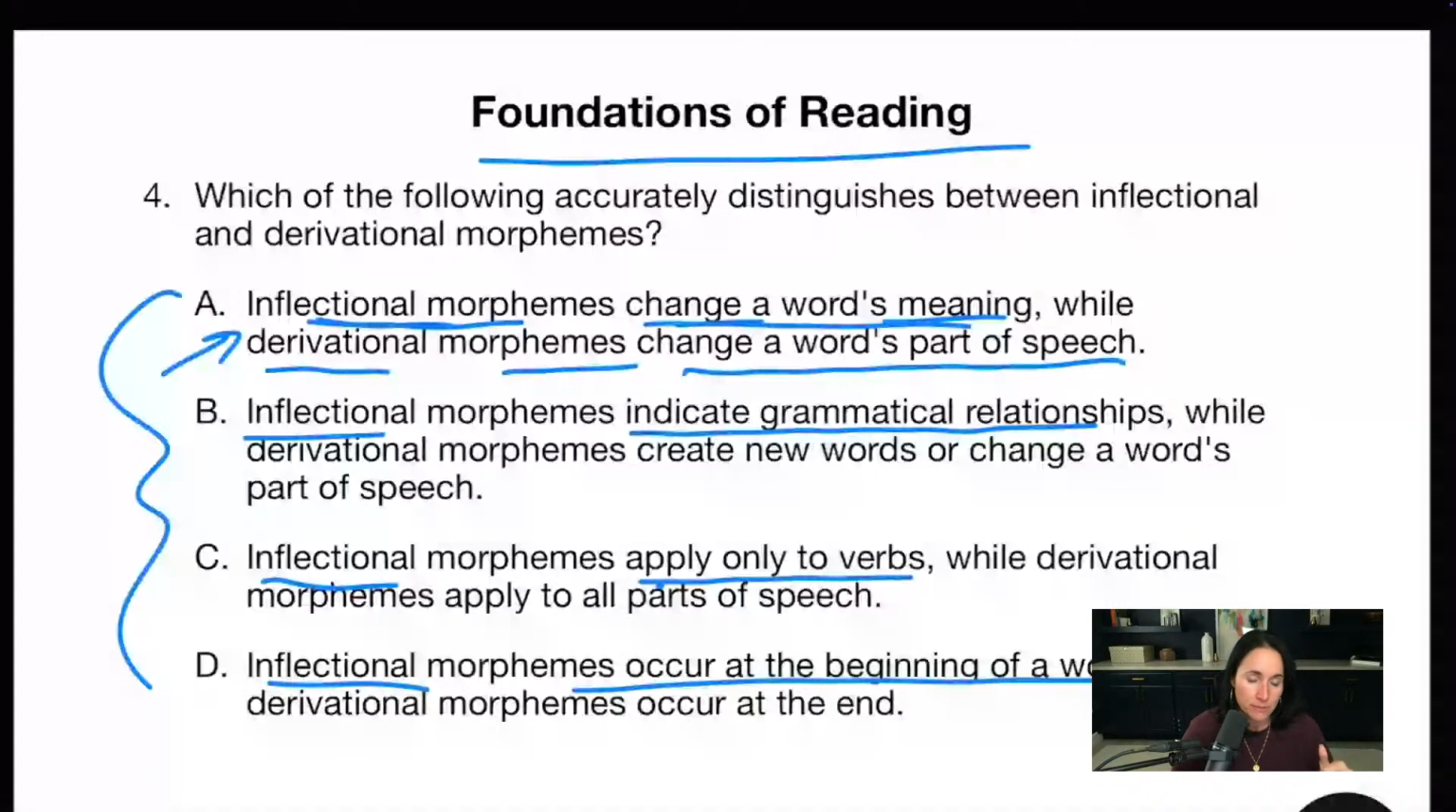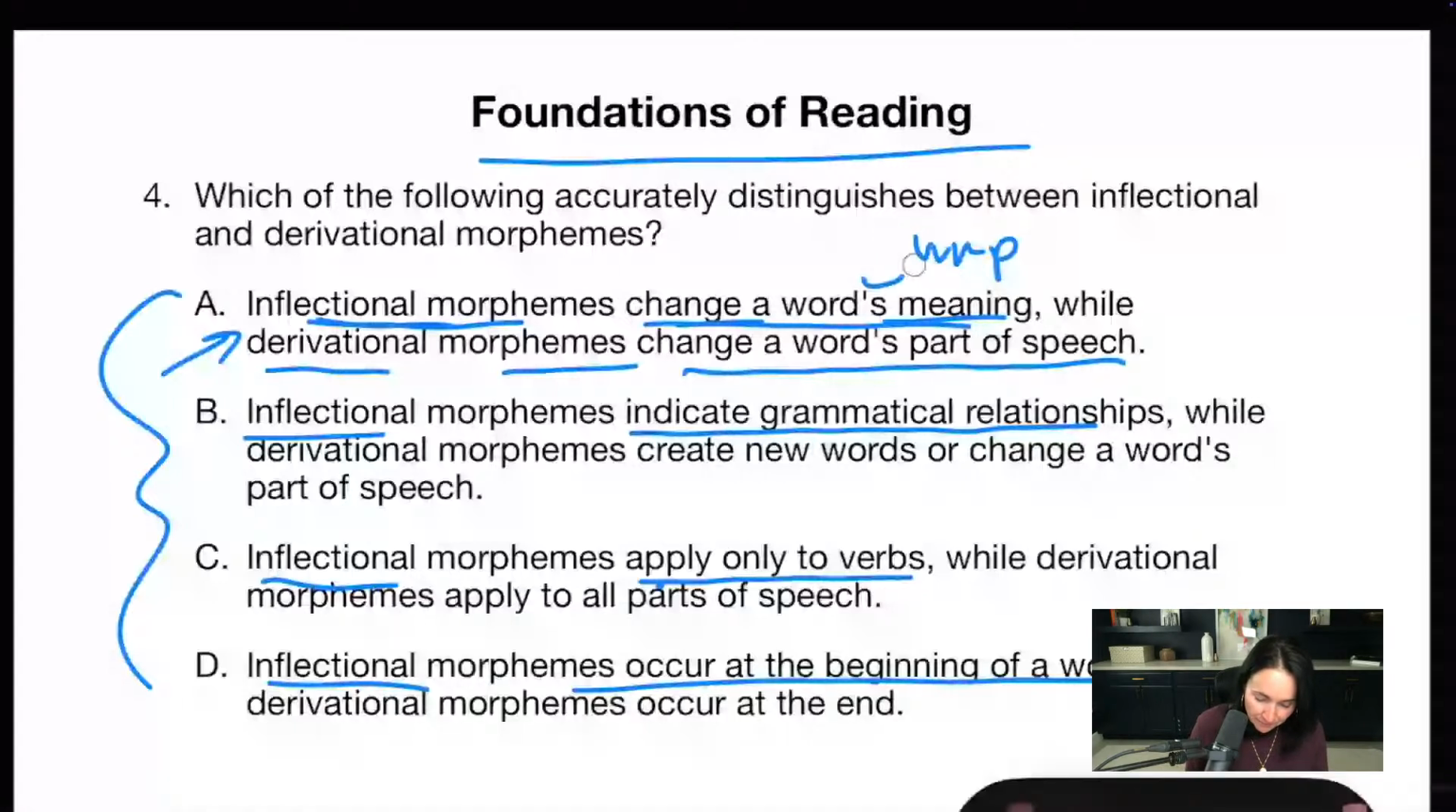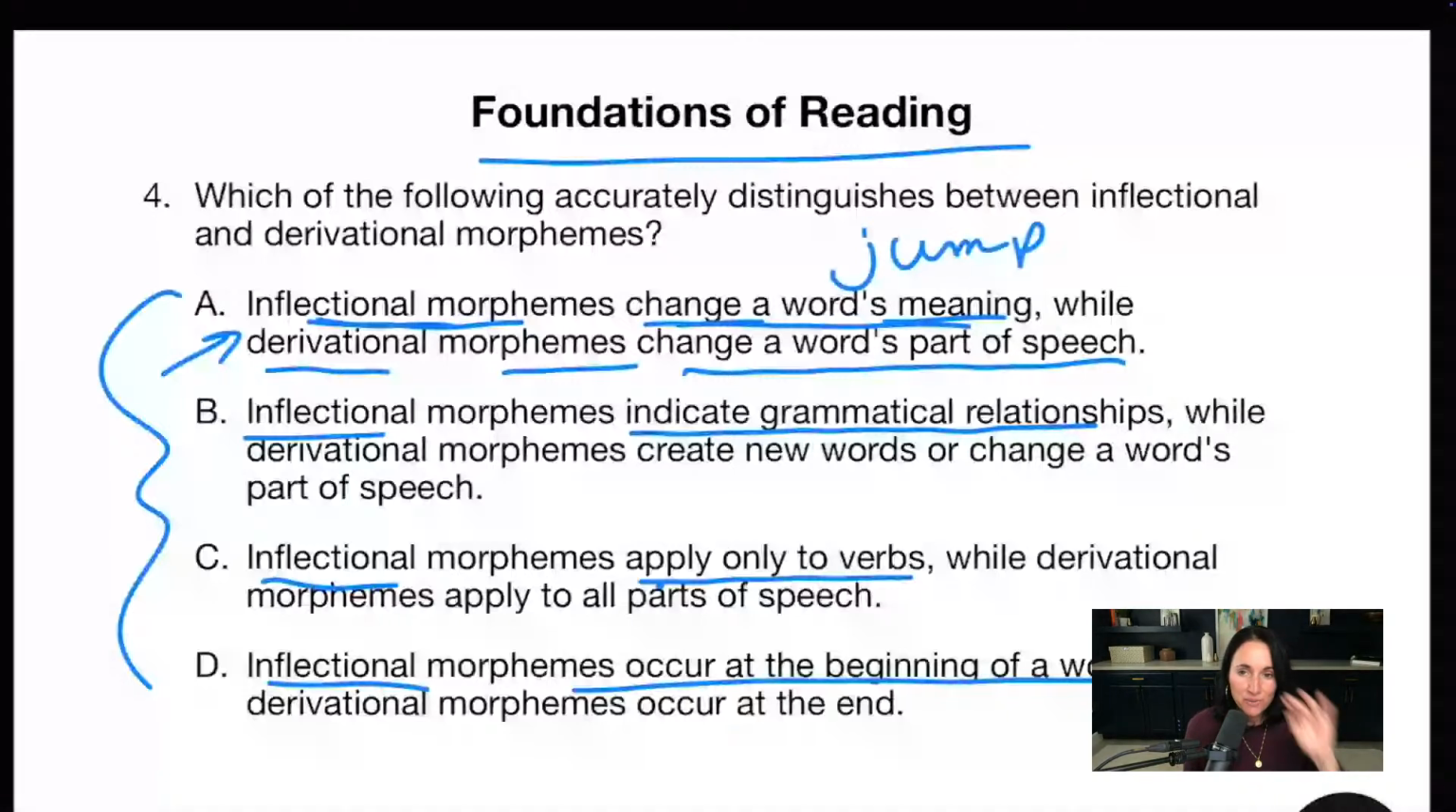Inflectional morphemes do not change the word's meaning or part of speech. For example, in the word jump, pardon my handwriting, you guys. I've been typing more than I've been writing lately, so it's not great. Let me rewrite that. For my elementary teachers, you all have such beautiful handwriting. I'm a high school teacher. I have terrible handwriting. Sorry.